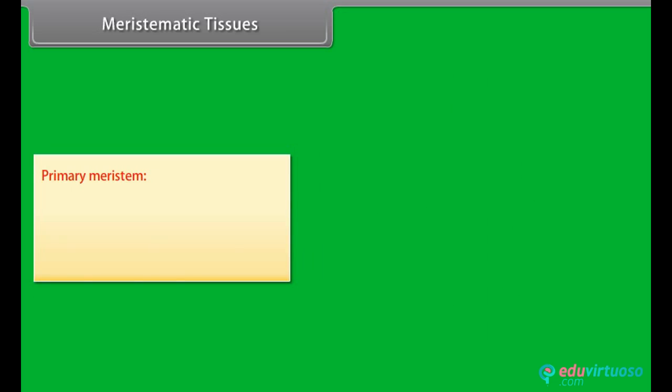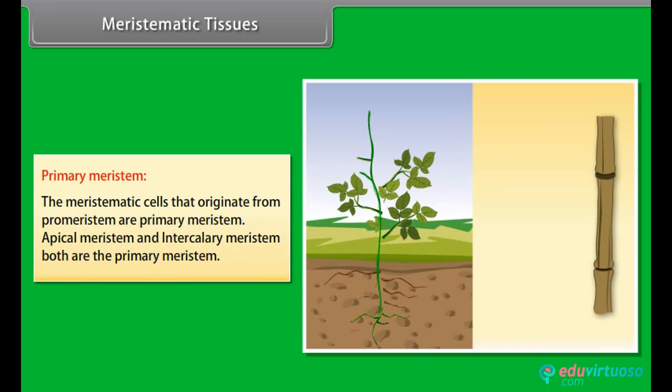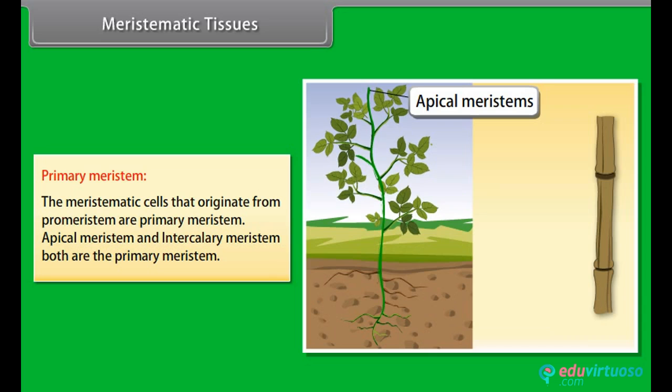Primary meristem. The meristematic cells that originate from promeristem are primary meristem. Apical meristem and intercalary meristem both are primary meristem.